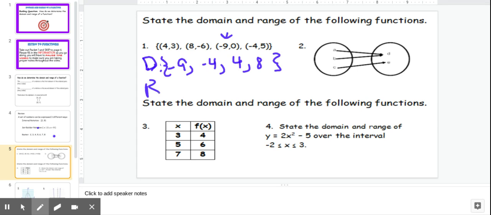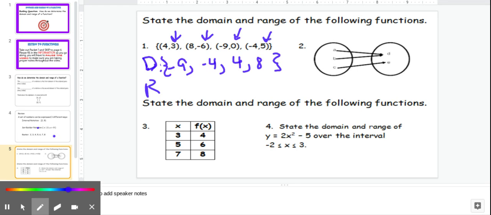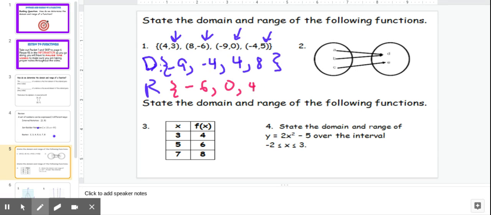And now our range is just our y values. So we're going to list 3, -6. We're going to erase this off. We're going to write 0 and 5, but we'll put them from least to greatest. So I'm going to write these in red. -6 comes first, then 0, then 4, then 5. So those are your domain and ranges for a set of numbers.